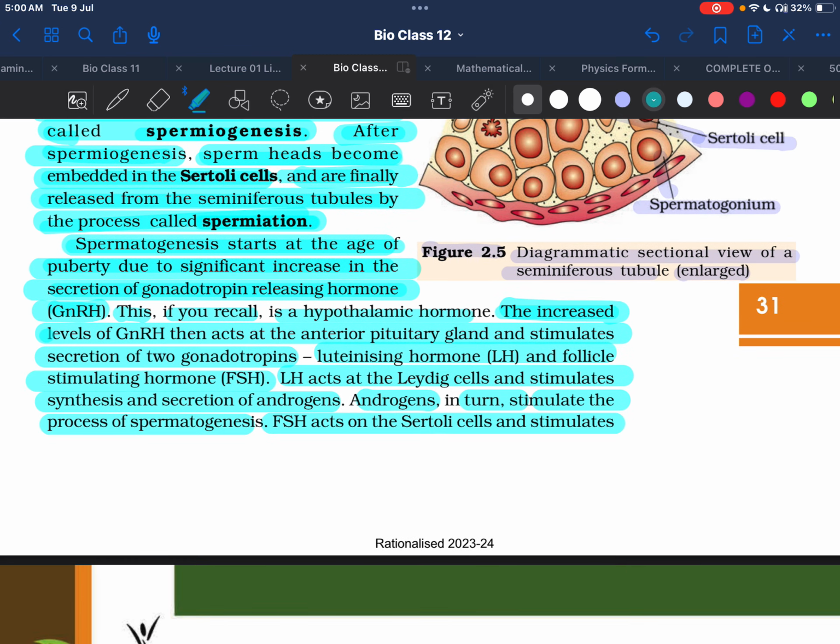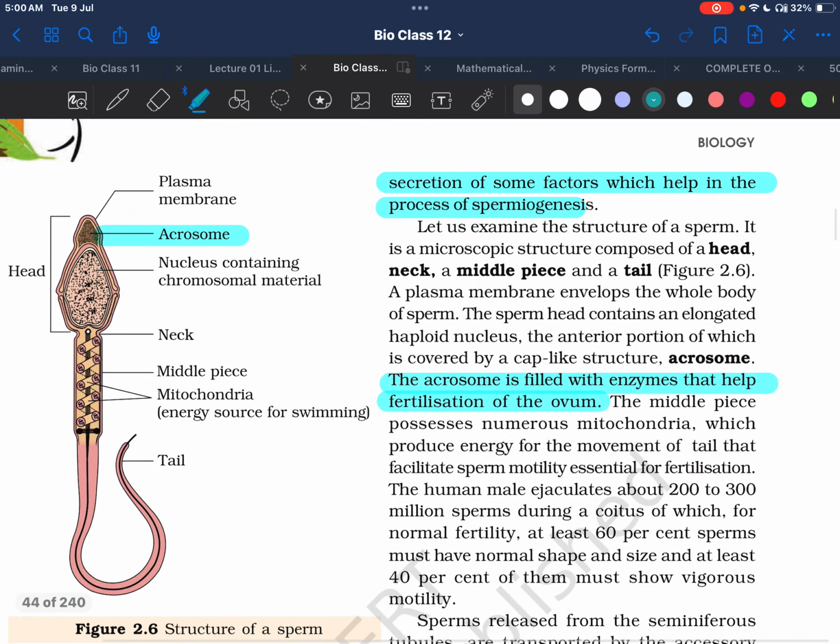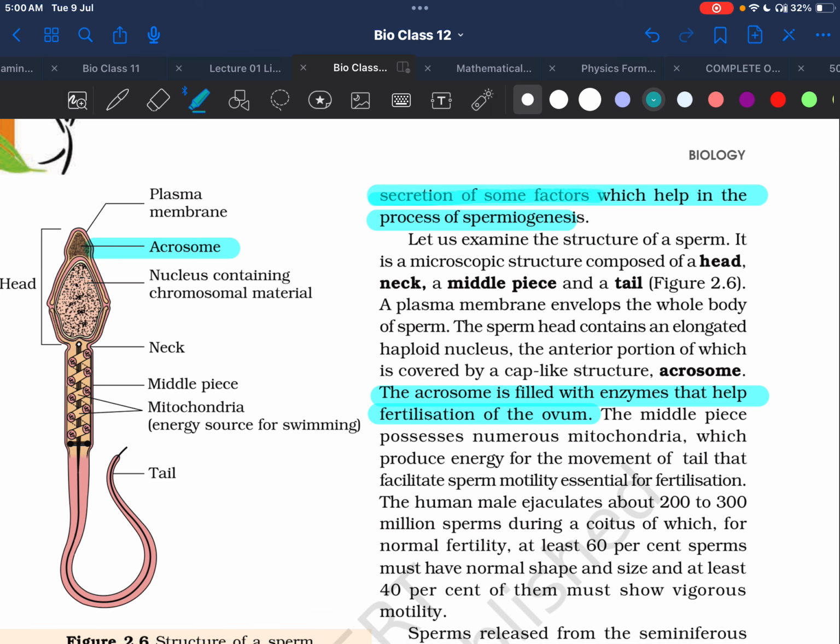The increased level of GnRH then acts at the anterior pituitary gland and stimulates secretion of two gonadotropins, luteinizing hormone LH and follicle stimulating hormone FSH. LH acts at the Leydig cells and stimulates synthesis and secretion of androgens. Androgens in turn stimulate the process of spermatogenesis. FSH acts on the Sertoli cells and stimulates secretion of some factors which help in the process of spermiogenesis.